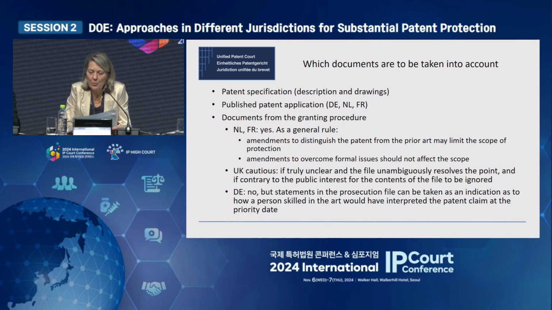In the UK, there's a cautious approach, only if it's truly unclear and the file is unambiguous and may resolve the point. But I'm told that in practice, it never happens that the case turns on looking at the prosecution file, and it is not in practice looked at. In Germany, it's also not allowed, but statements in the prosecution file, if brought into the proceedings, can be taken as an indication as to how a person skilled in the art would have interpreted the patent claim at the priority date. So in Germany, basically, they look at the file, then they don't say they look at the file, and then still decide on the basis of it.